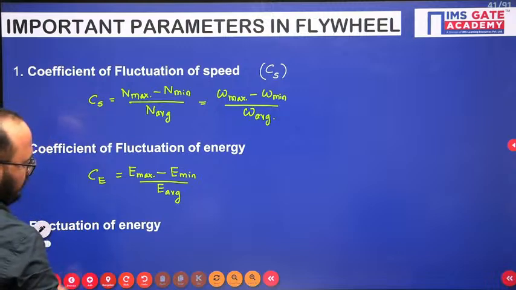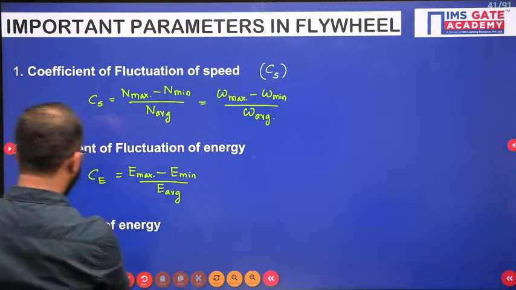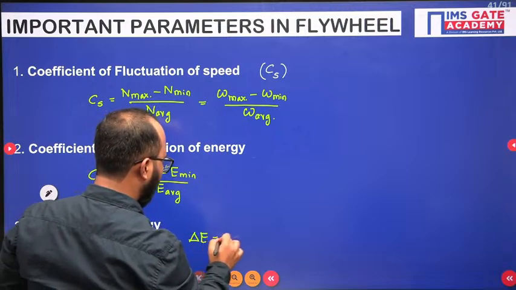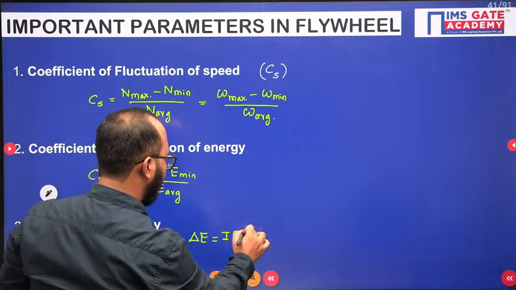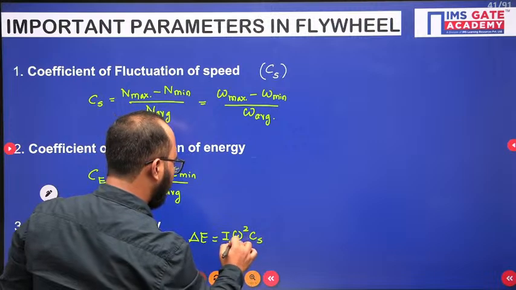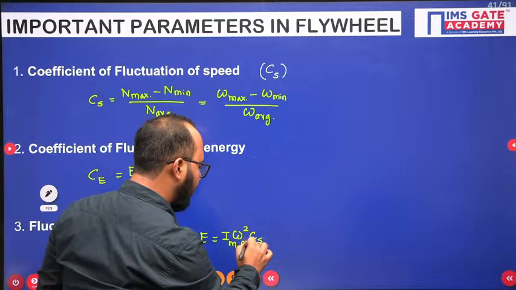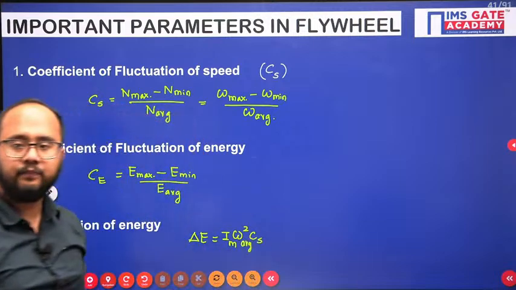Right. Fluctuation of energy, this fluctuation of energy formula, direct relation we have is delta E equals I omega square CS. I is what? The mass moment of inertia. Please understand, this omega is our average or mean omega.